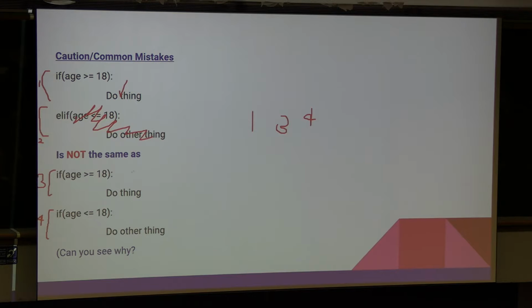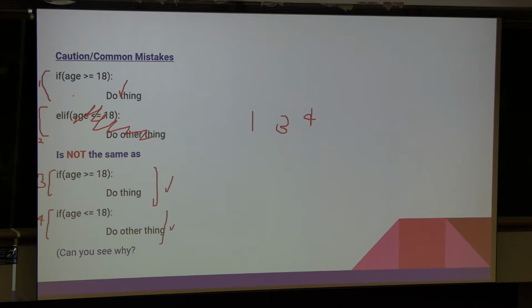In the second scenario, we'll check here separately. We'll say, is age greater than or equal to 18? Well, yeah, of course. We'll run. And then we'll check again. Is age less than or equal to 18? Yeah, it is. So we'll just run again. In other words, a double if will be checked twice. If elif could be checked twice, or it could be checked once, depending on the outcome of the first if statement.